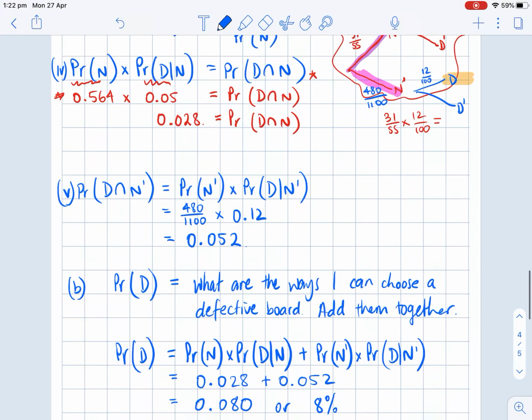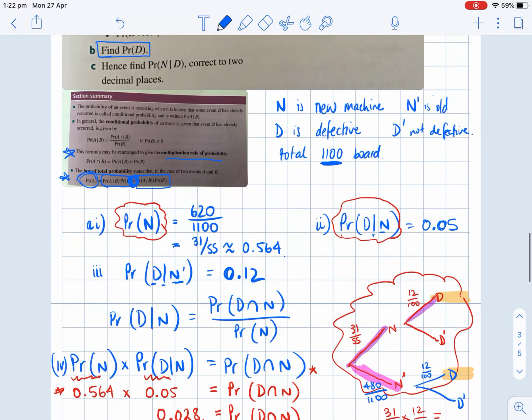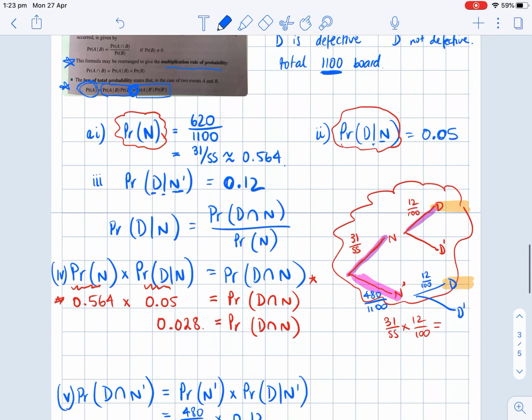Hopefully that gives you a bit more of an understanding of how to use these probability rules. And it all really stems back to the tree diagrams and following the different paths on that tree diagram to work out the total probability.